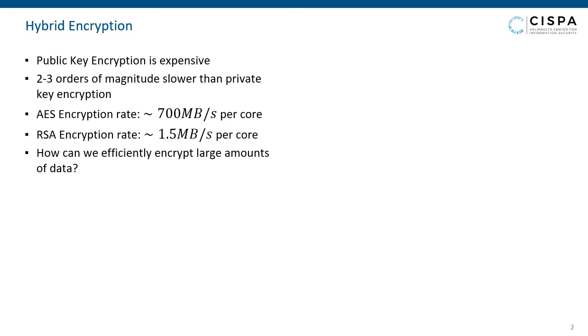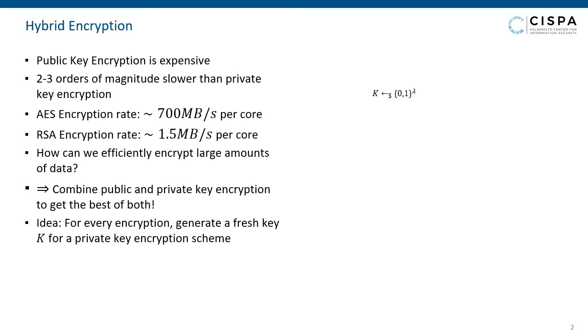So the question is, how can we efficiently encrypt large amounts of data? The answer to that is hybrid encryption. Combine public and private key encryption to get the best of both. How do we do this? The idea is as follows.